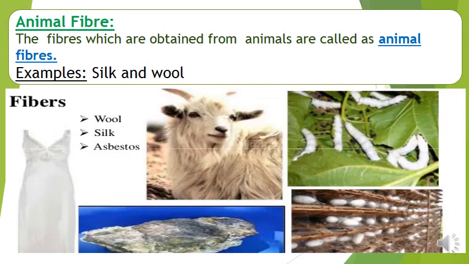The second type of fiber is animal fiber. The fibers which are obtained from animals are called animal fiber. Examples are silk and wool. We get wool from different types of wool-bearing animals. About that in detail we are going to discuss in today's class. Processing of fleece into wool is today's topic. Then silk is also an animal fiber, which is made by silk moths. So examples of animal fibers are silk and wool.